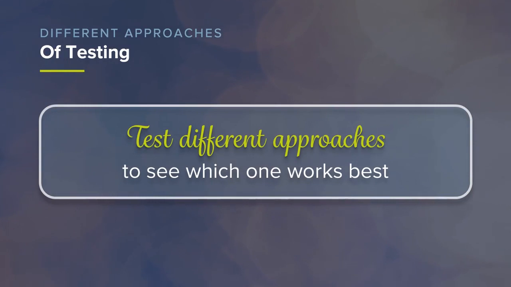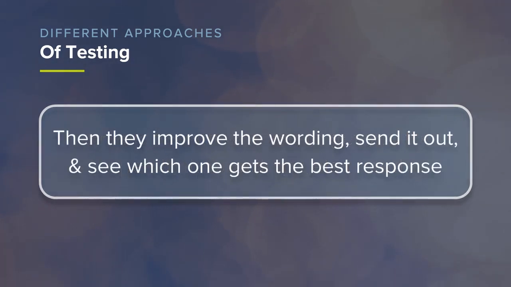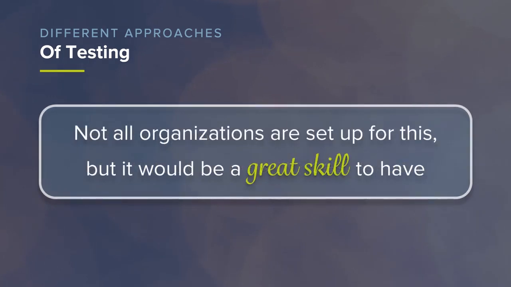So speaking of testing, the true direct response methodology, coming particularly from direct mail, from junk mail, if you will, is to take different approaches and test them against each other to see which one wins. A classic example would be an envelope for a financial newsletter, with some wording on the outside designed to get you to open the envelope, and they'll test that wording. Well, this phrase worked better than that phrase. And then they keep trying to improve their copy by sending it out and seeing which one gets the best response. Now, some organizations are set up for this and some aren't.